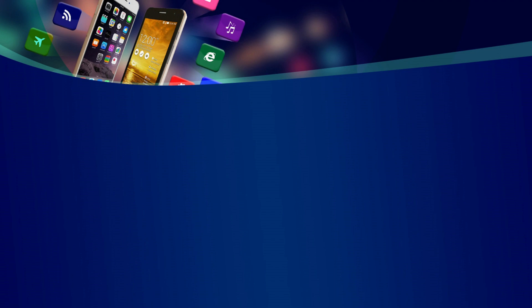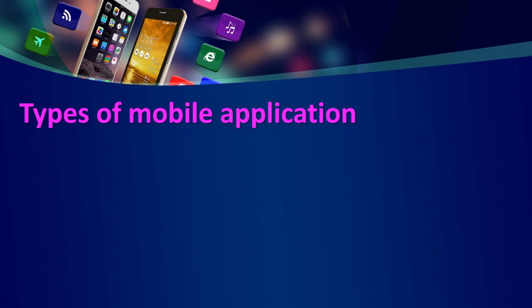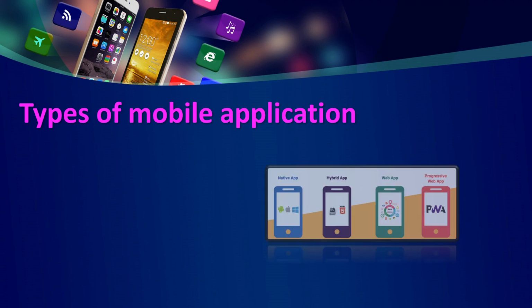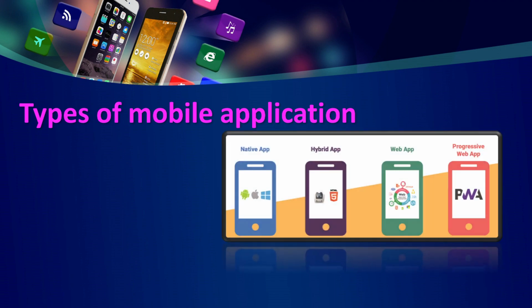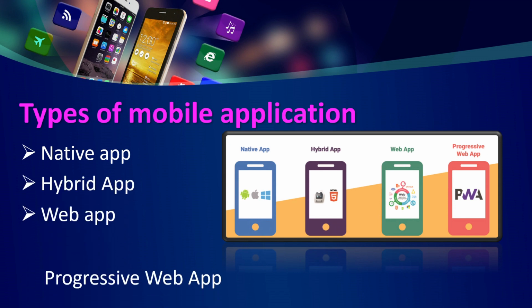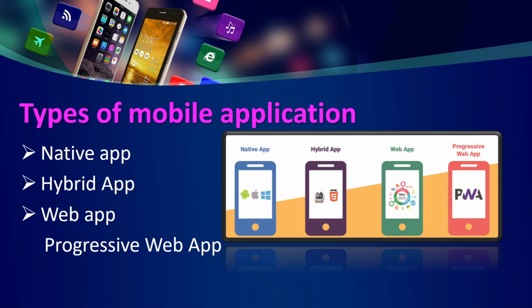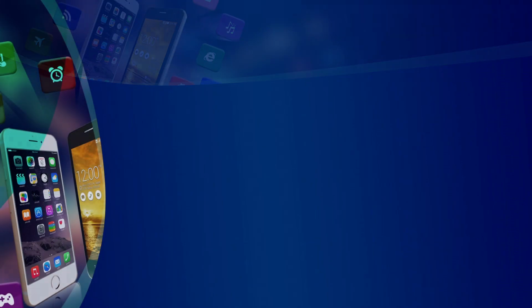In this video, we shall see the types of mobile applications. Mainly, we have three types of applications. That is native application, web application, and hybrid application. In the web application, we have another type that is progressive web application. First, we shall look into the native application.